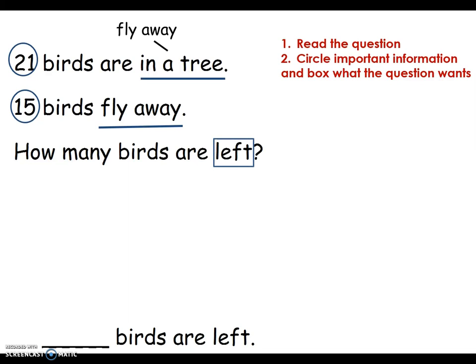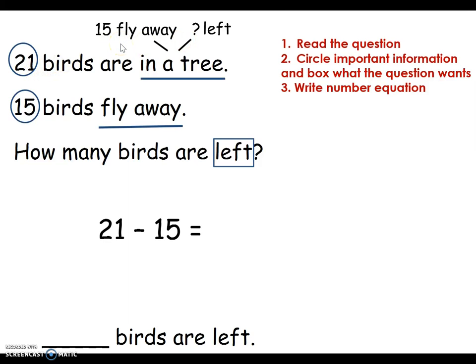So I know that of all the birds in the tree, some fly away and some were left. Am I right? How many fly away? 15. And how many left? That's what we need to find. So we need to write our number equation. We know that there are 21 altogether. 15 fly away. We need to find left. So we need to take them away. So 21 take away 15, which is 21 minus 15.